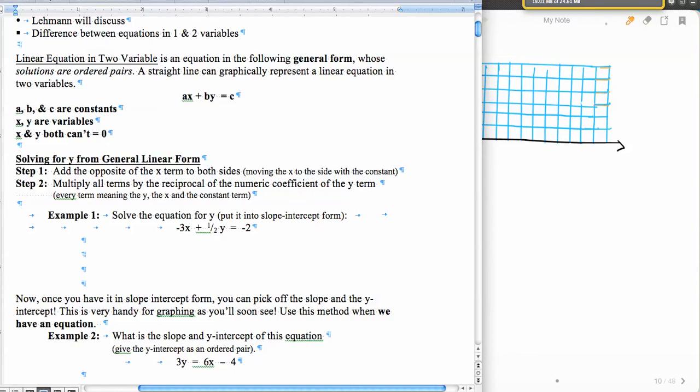X and y are variables, and x and y can't both be equal to 0, so a and b can't equal 0 at the same time. Solving for y from the general linear form is going to put us into slope-intercept form. In order to make that happen, we want to add the opposite of the x term to both sides, moving it to the side with the constant. And then we want to multiply all terms by the reciprocal of the numeric coefficient of the y term. And that means that we're going to get every single term divided by that.